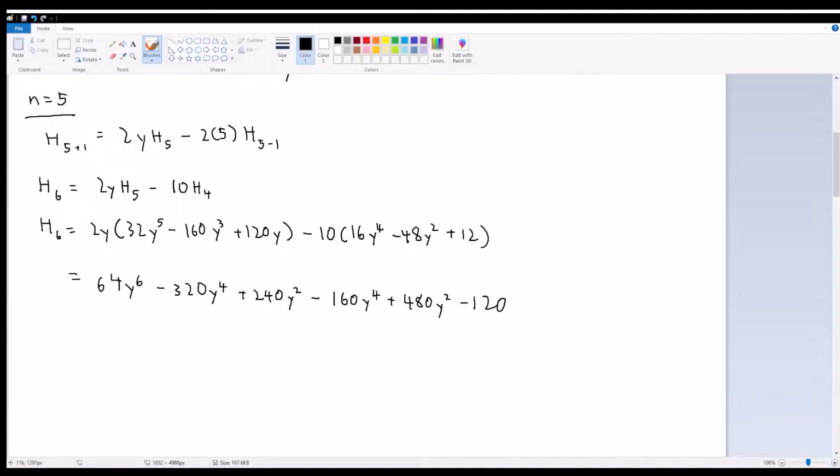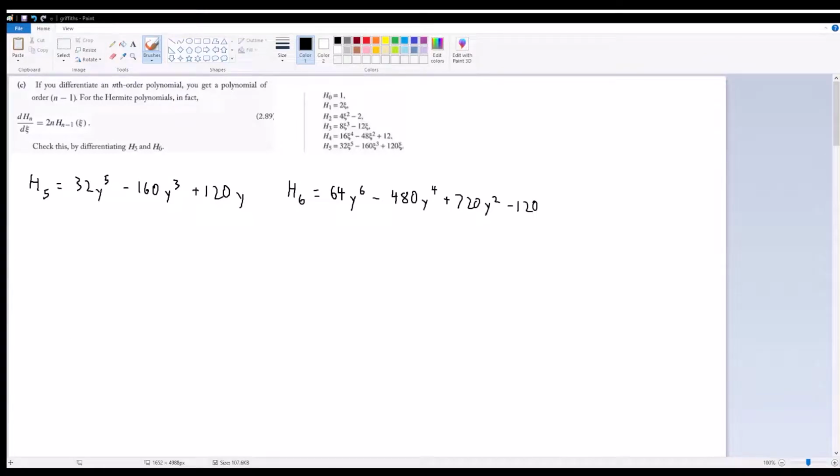Then we combine like terms. This is going to give us 64y to the sixth at the front. We have two y to the fourth terms. We combine those, and this is going to give us negative 480y to the fourth. And then we have two y squared terms. This is going to add to give us 720y squared. And then finally minus 120, and this is h6.